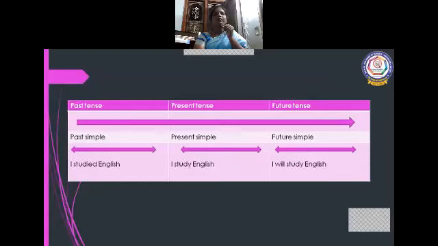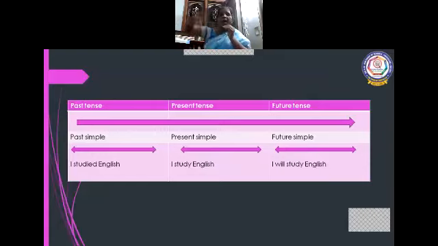So here, for example, I studied English. That already happened. You studied English long back, so you say it is past tense. You study English now, so it is called present tense. You will study tomorrow, next year, or 10 years after, then it is future tense. So you are using future tense. It is very clear, children.